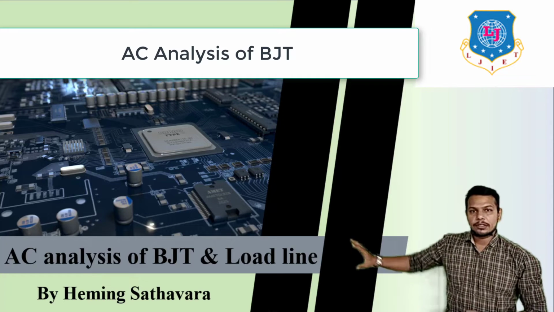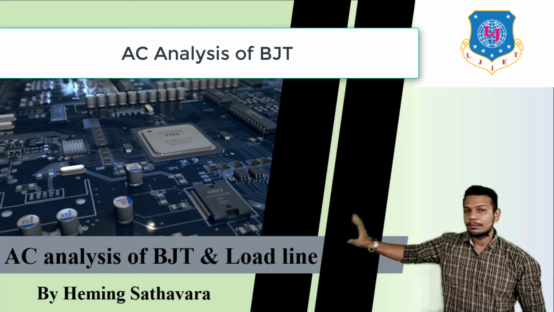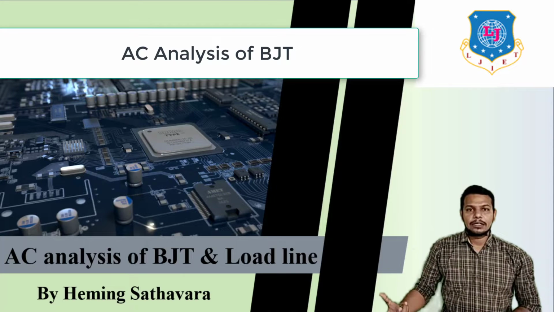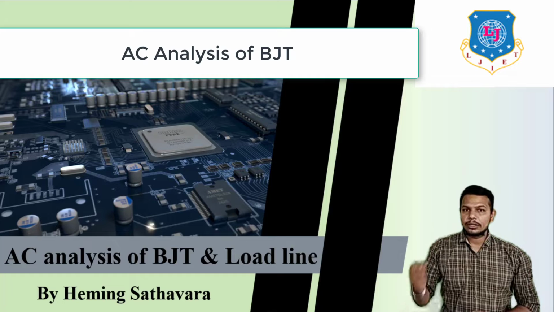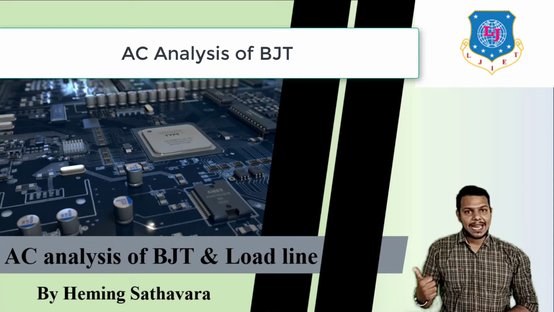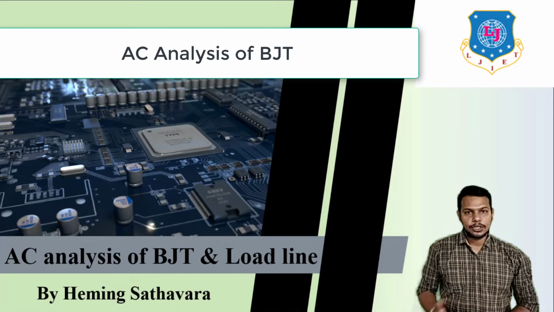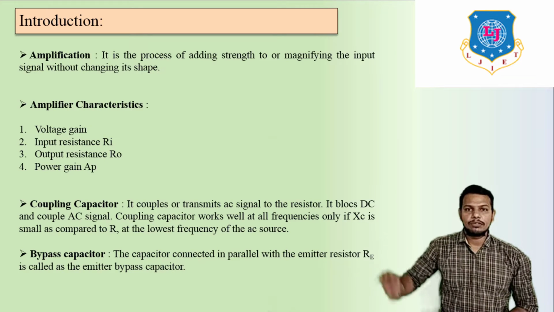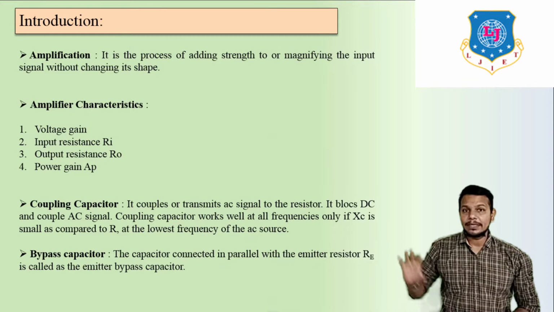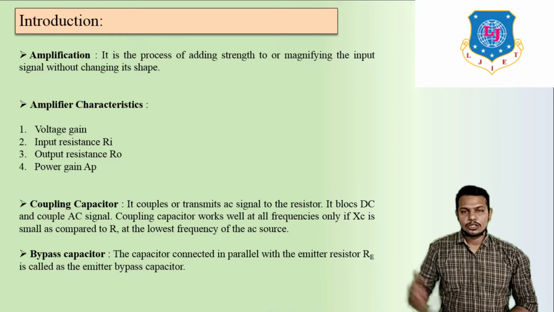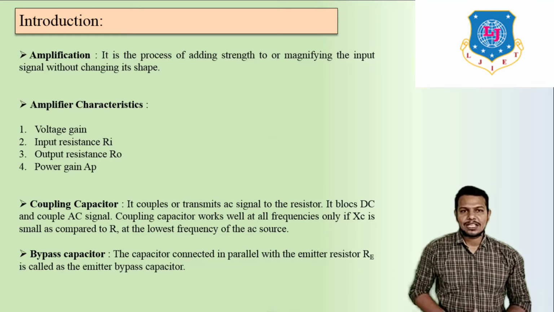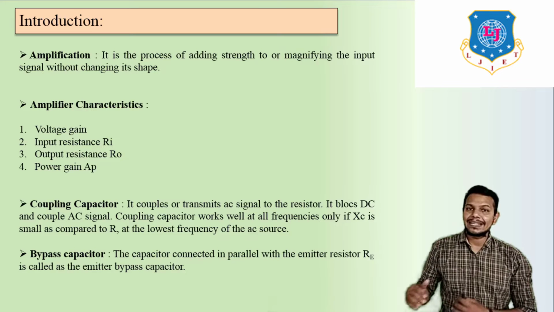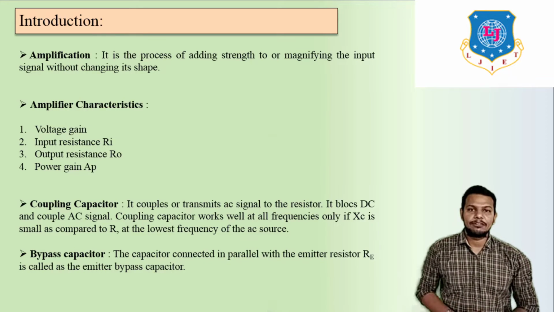First, we have discussed earlier about BJT, that is bipolar junction transistor. Here we are going to discuss the bipolar junction transistor, that means NPN and PNP transistor. Let us start with amplification first. These are a few definitions which will be helpful for our further topics. First is amplification. It is the process of adding strength or magnifying the input signal without changing its shape. That is known as amplification.